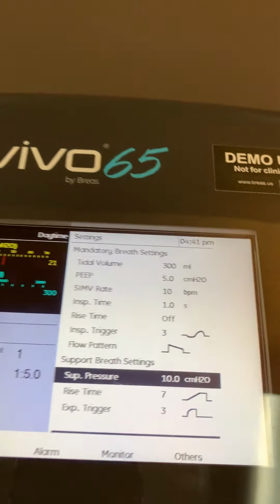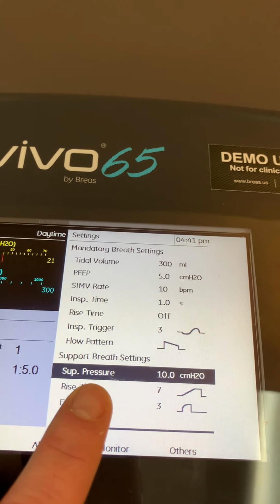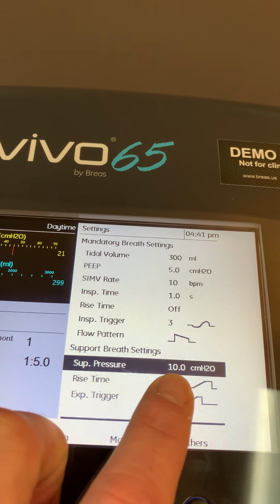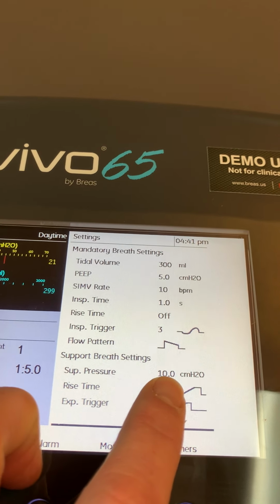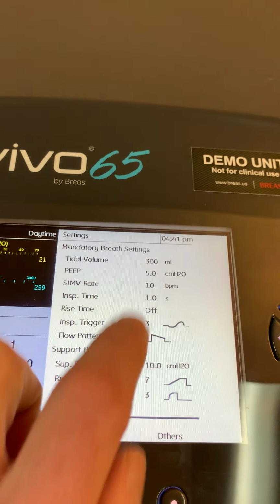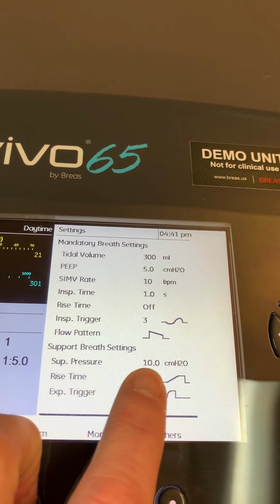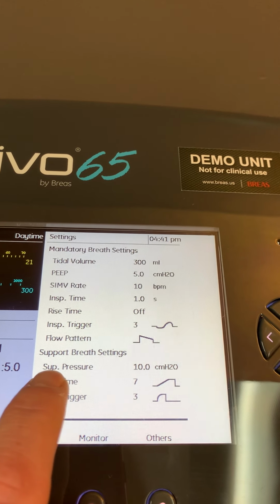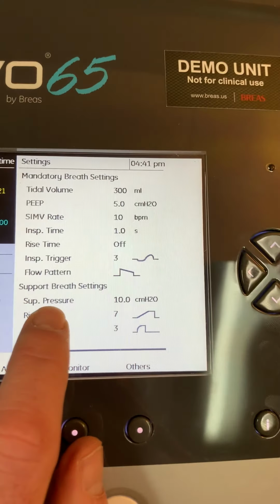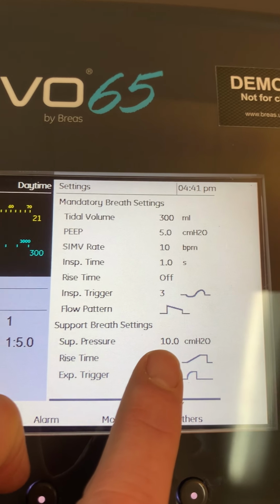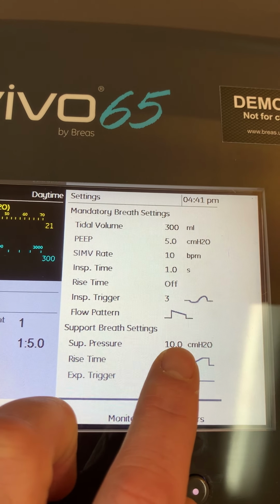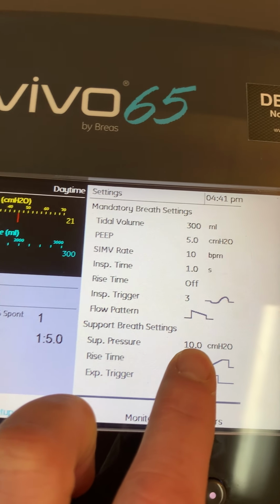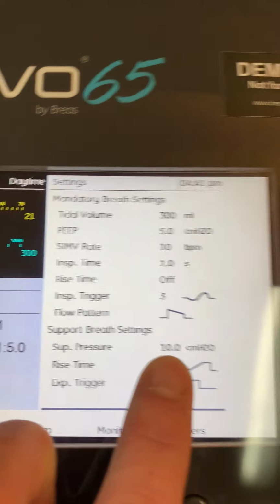Now, you'll notice that this says support pressure. So what we're going to be setting here is a total pressure. Okay, so I have a PEEP of 5, and I have a support pressure that's going to be delivered of 10. Okay, this is not a pressure support. It's not labeled that way. It's labeled support pressure. So what's important to know here is that this value of 10 centimeters of water pressure, this is what's going to be delivered to the patient during that spontaneous breath.